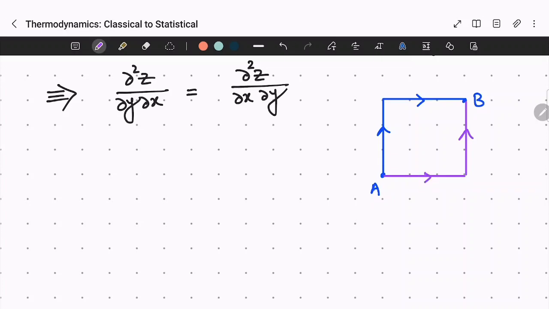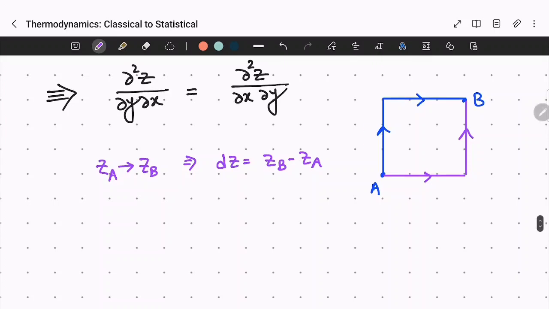Now, as it is a state function, let's say the value of z at a is za, and at b it is zb. So it is changing from za to zb, and we can write that dz is essentially zb minus za. So if it is a state function, then this dz does not depend on the path. It can be through this path or this path, any path. It will be the same. So it is path independent.